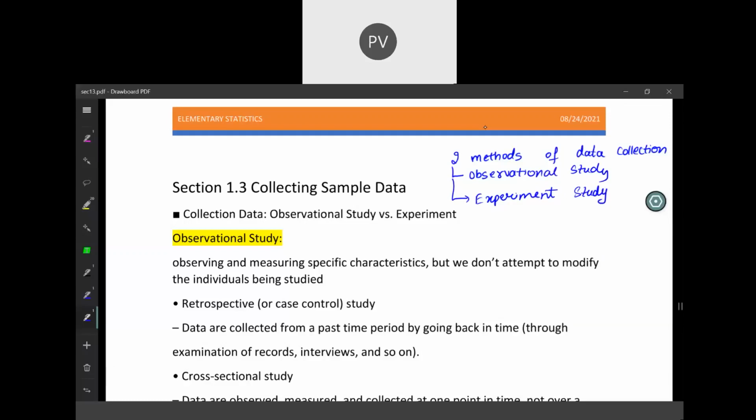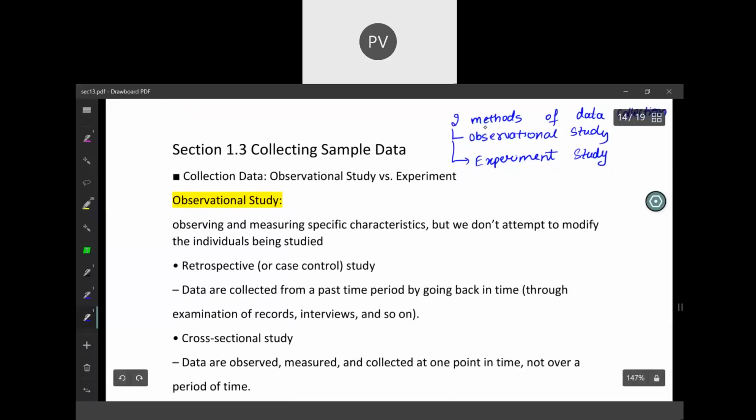First method is that you observe and then you do the data collection. Second method is that you experiment on certain people and then you study the behavior. So that is called experiment study. So let us study the first method, observational study. As I said, it is more of observing the individuals and then recording the data.